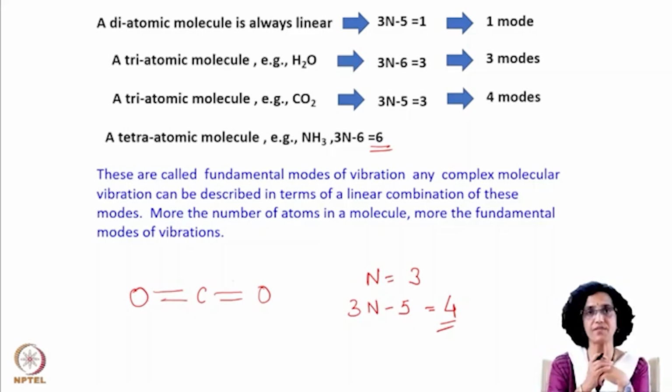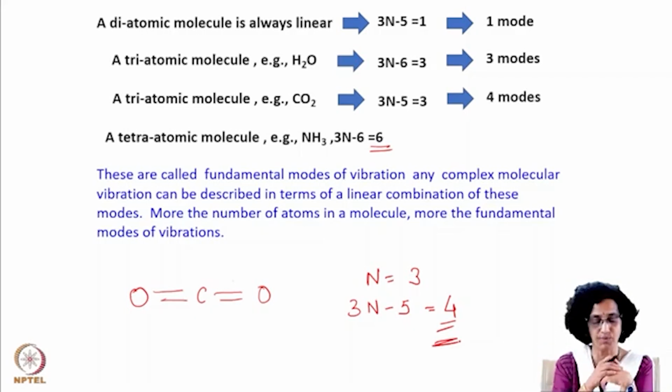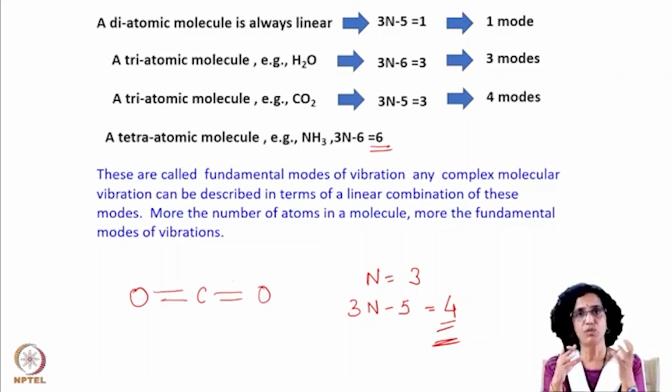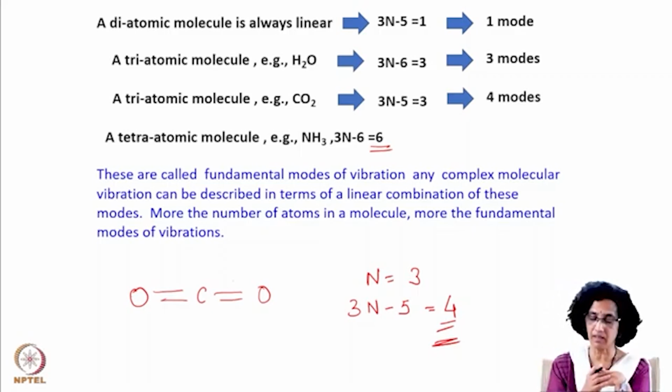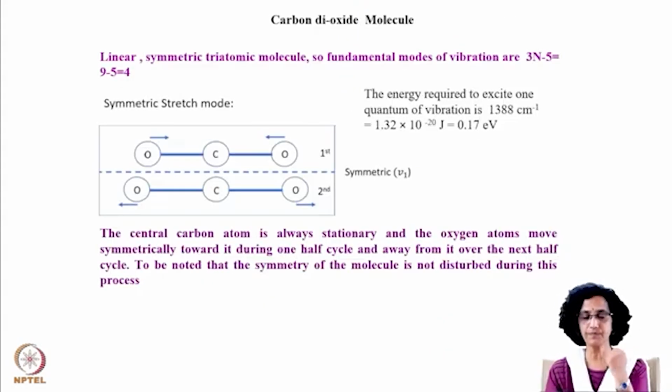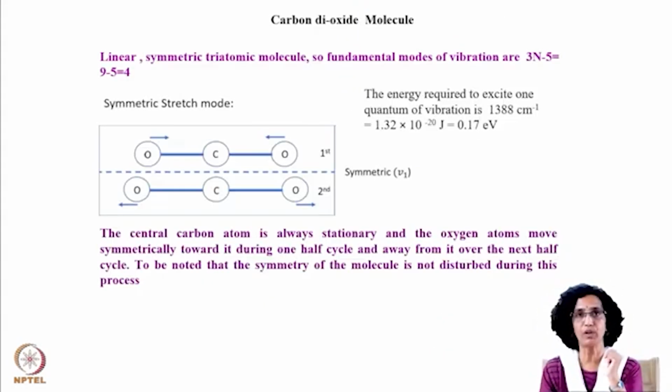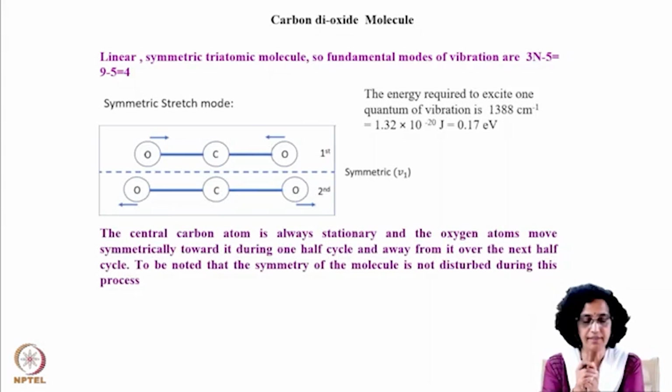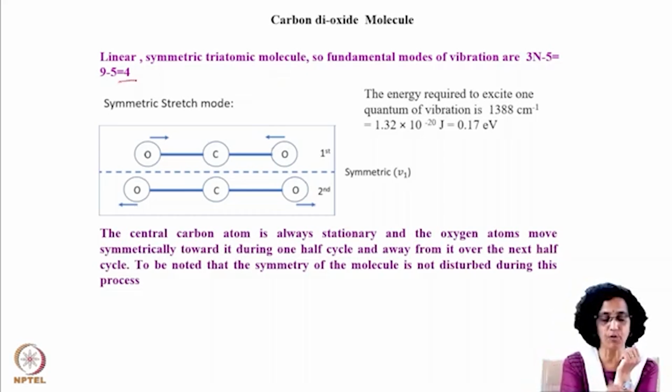So as we saw, the CO2 molecule has 4 normal modes of vibration. And as I told before, any complex vibration of the molecule can be broken down into a linear combination of these modes, and therefore these are called the fundamental modes of vibration. Now, coming to carbon dioxide, we just saw it is a linear, symmetric triatomic molecule, and so the number of modes is 4.